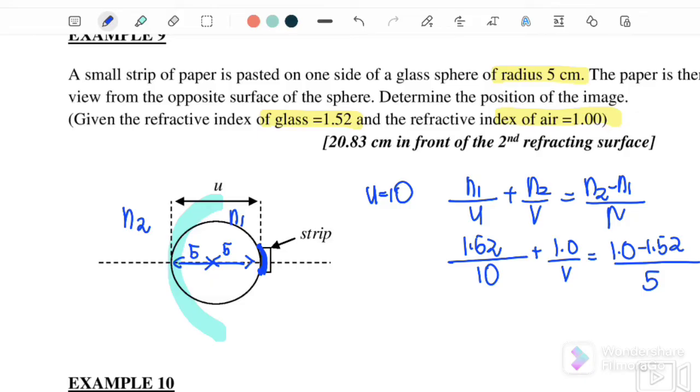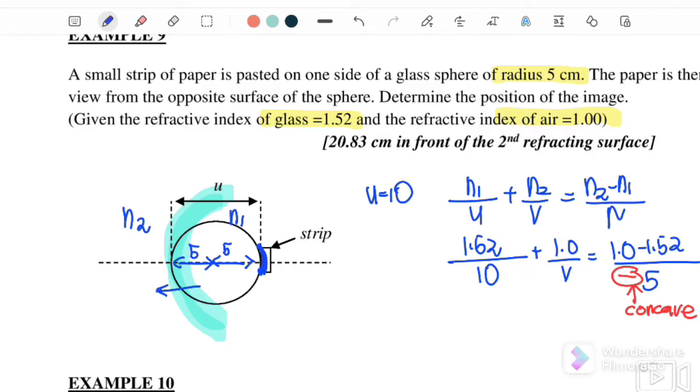So again, 5 cm, when you want to substitute, you need to consider the sign convention. If you view from N1 to N2, from the glass sphere to the air, the surface here is a concave surface. So when it's a concave surface, we must substitute negative, because this is a concave surface when we view from N1 to N2. Meaning that in this case, we are viewing from right to left.